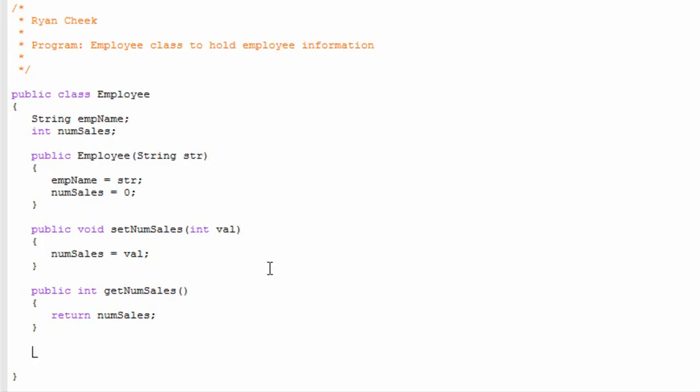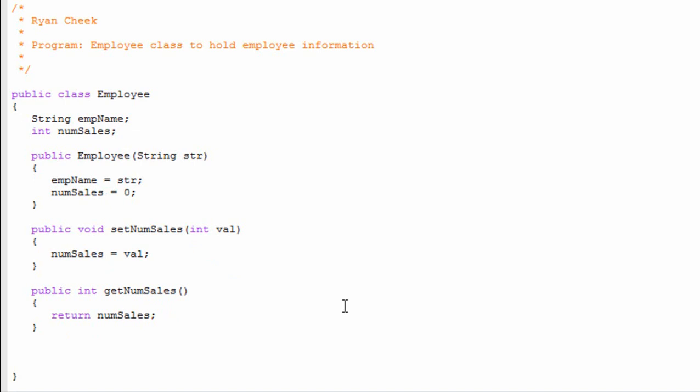Alright, so here I have my employee class, and for speed I've already got most of it set up. I've got the string emp name to hold our employee name, and an integer num sales to hold the number of sales that employee has made. I've got my constructor, employee, which accepts a string, which is going to be the employee name. I set emp name equal to the parameter, and I will go ahead and initialize my num sales to 0. I've got a mutator and an accessor method for setting num sales equal to a value and getting the num sales. Now I want to add a toString method.